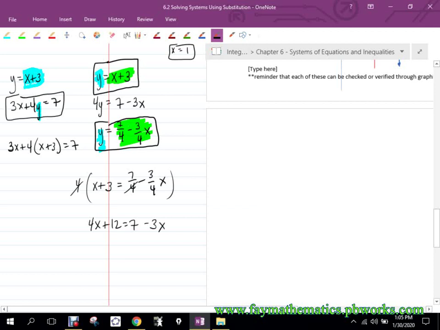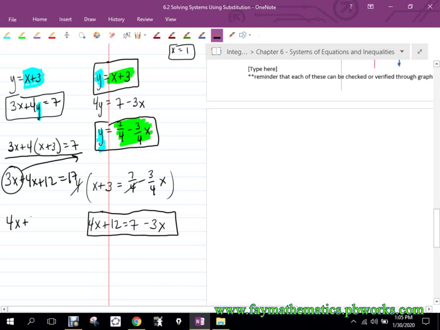Now here's my question. I'm not going to go any further with that, but let's see real quick if that is the same thing as this. If I distribute, I get 3x plus 4x plus 12 equals 7, right? If I take this 3x to the other side, does it give me 4x plus 12 equals 7 minus 3x? Does that make sense?